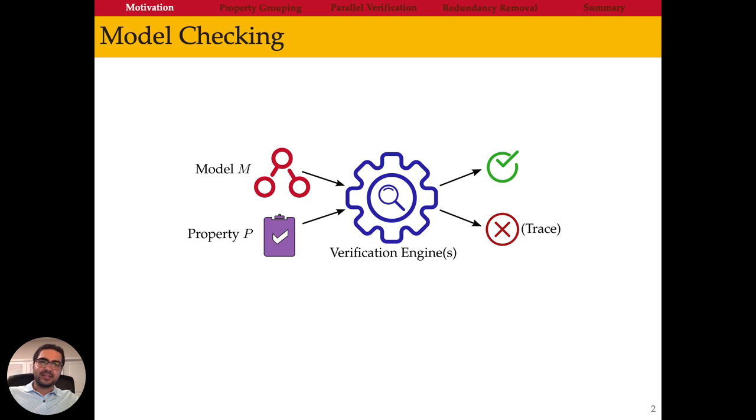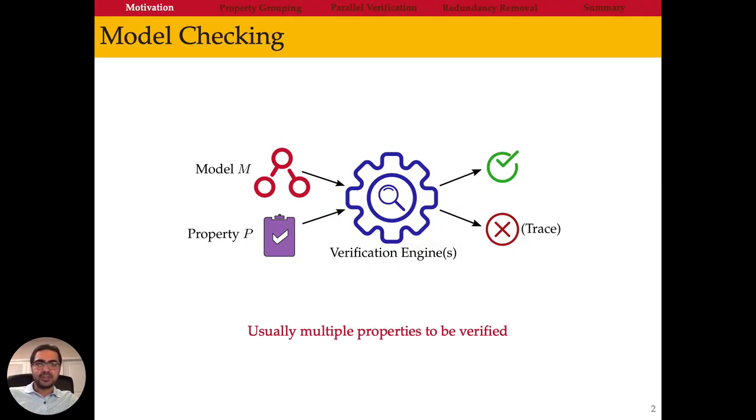Going back to basics, the process of model checking takes as input a model M of the system under verification and a property P representing system requirements. The verification engine then checks if the property satisfies the model, and if not, returns a counterexample trace showing the exact execution of the system that violates the property.